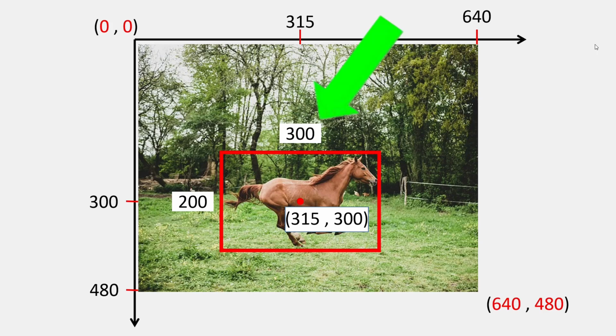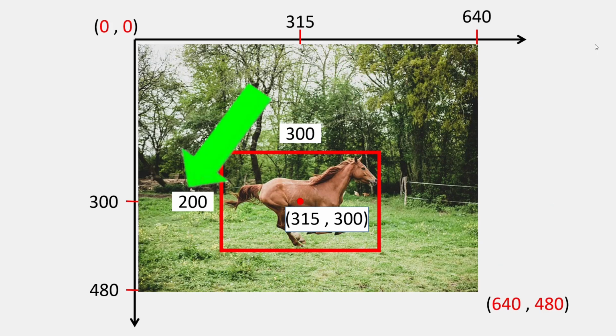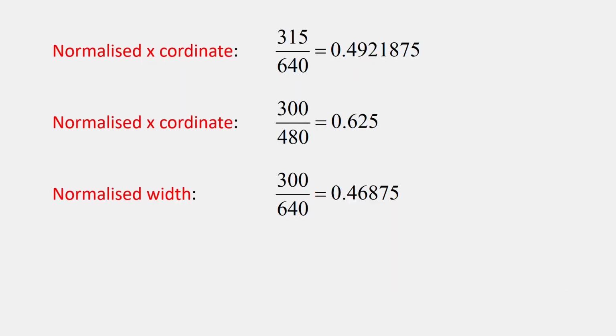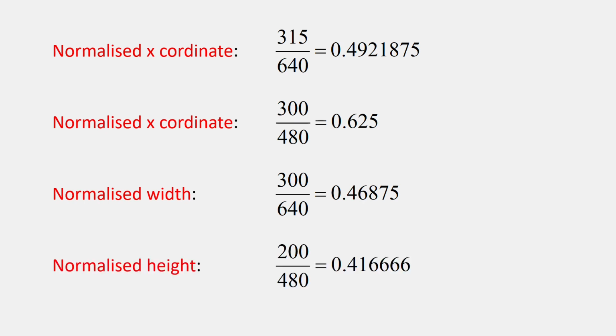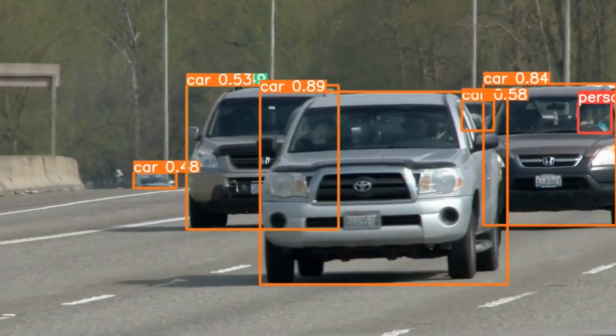Lastly, we will divide the width of the bounding box with the width of the image and the height of the bounding box with the height of the image. So 300 by 640, which is 0.46875, is the normalized width of the bounding box, and 200 by 480, which is equal to 0.416666, is the normalized height of the bounding box. So up till now, we are done with the logic of the bounding box.